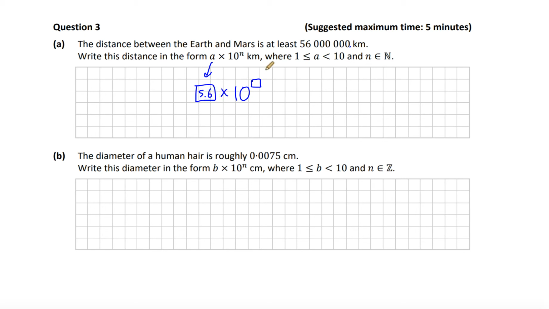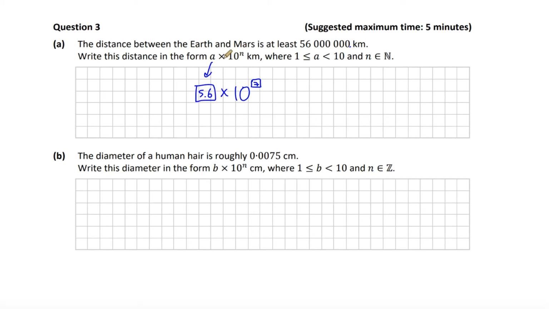Now, if we moved the decimal back 7 places, that means we divided it by 10 7 times. So to get the value of this to be equal to 56 million, we would have to multiply the number 5.6 by 10 7 times. So in other words, 5.6 by 10 by 10 by 10 by 10 by 10 by 10 by 10, 7 times, would give you the 56 million. So that's the answer written in standard form.